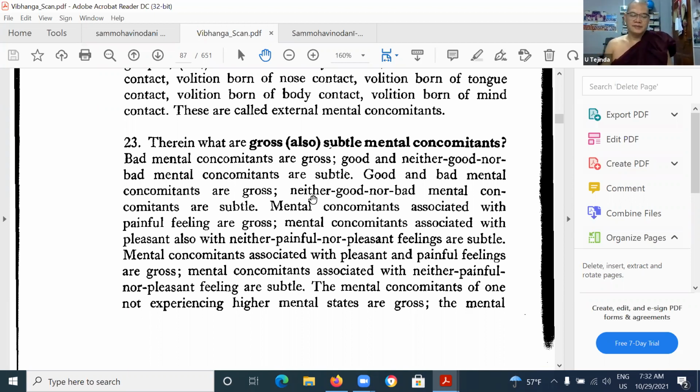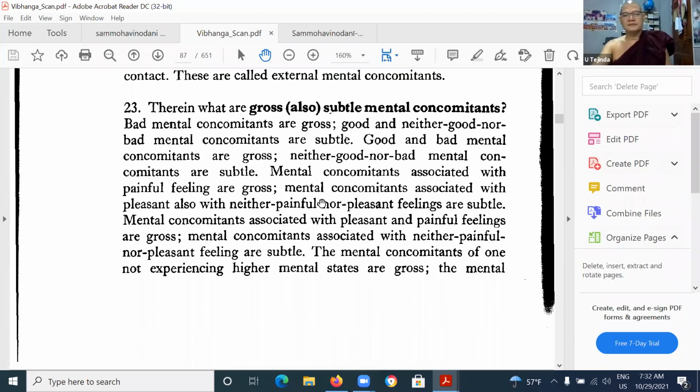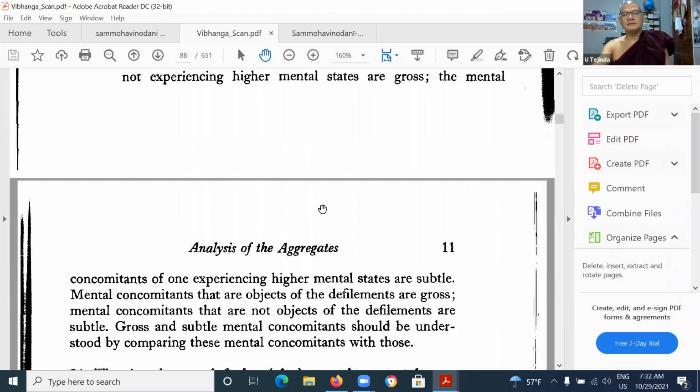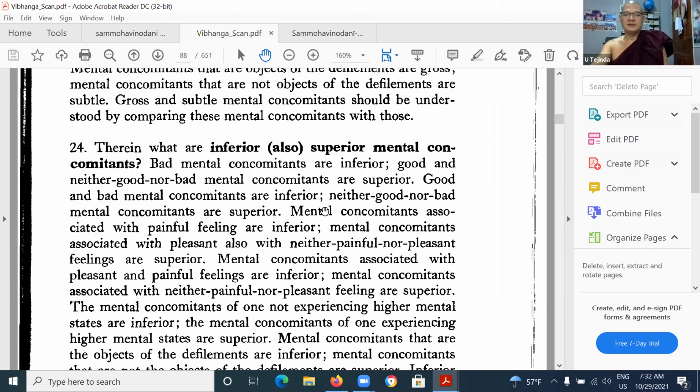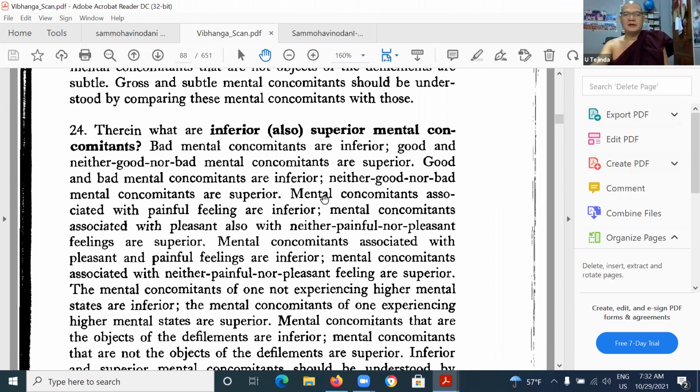So if you come to paragraph number 34, aperia, superior, hina, panita. So what is olarika? That is hina. What is sukuma? That is panita. Like in the Vedanakanda here, in the Vedanakanda, olarika is the same as hina. Sukuma is the same as panita. Here also the same. So some hina, panita.